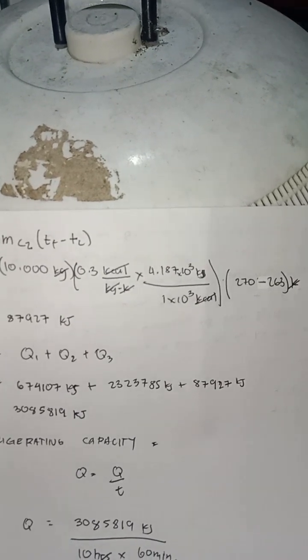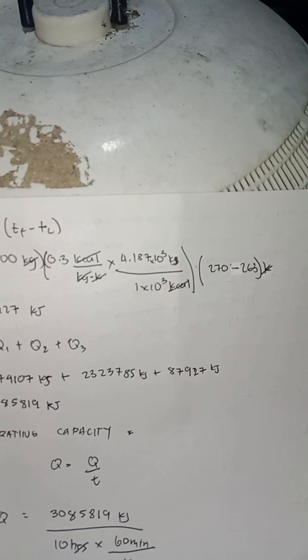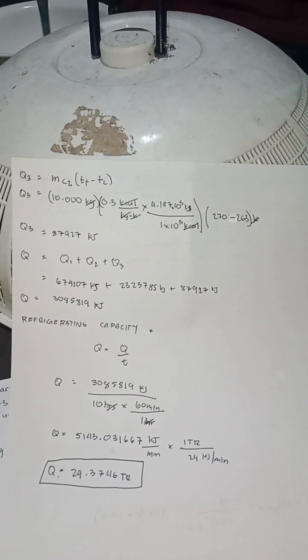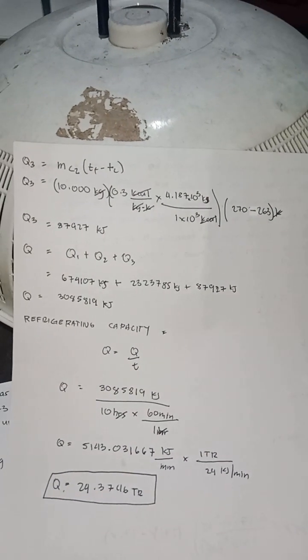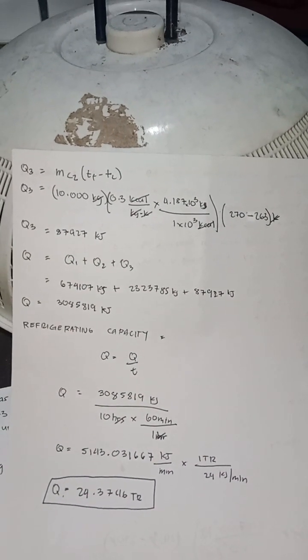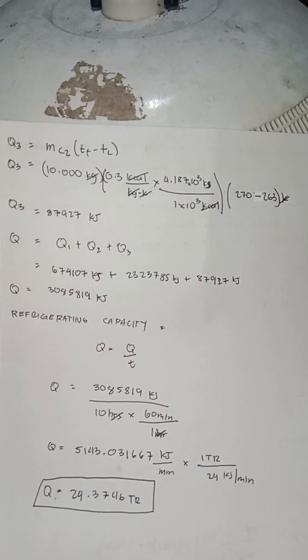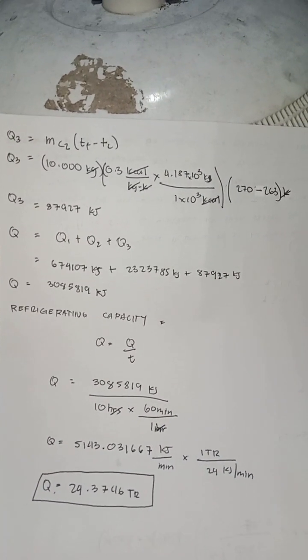to the power of 3 kcal times 270 Kelvin minus 263 Kelvin. Cancel the like terms, we want kilojoules. Solving, the answer is Q3 equals 87927 kilojoules.